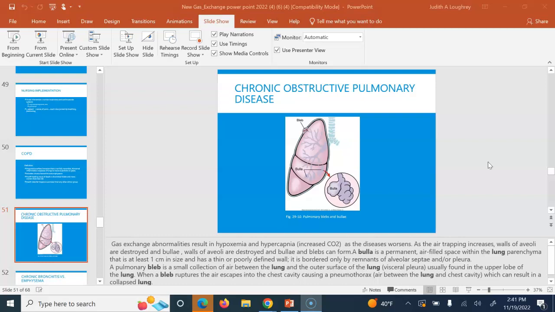A pulmonary bleb is a small collection of air between the lungs and the outer surface of the lung, or the visceral pleura. It's usually found in the upper lobe of the lungs. When a bleb ruptures, the air escapes into the chest cavity and can cause a pneumothorax, which is air between the lungs and the chest wall. That can result in a collapsed lung.